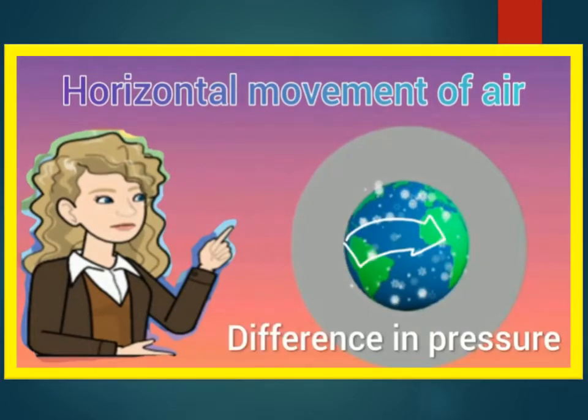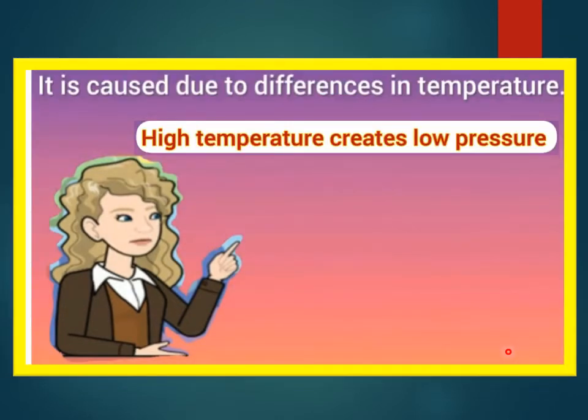Now children, air moves on the surface of the earth from one place to another only if there is a difference in pressure. Now, what causes this difference in pressure? This difference in pressure is caused due to differences in temperature.